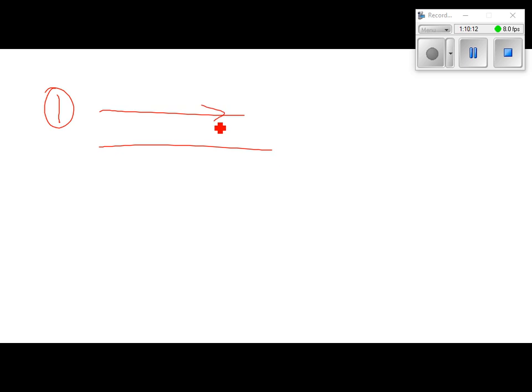Number one, they tell us these two are parallel. That's our transversal. That's 87 degrees. Angle 1 and angle 2. So we're trying to find the measure of angle 1 and the measure of angle 2. I'm counting this as two problems because it's got two answers.